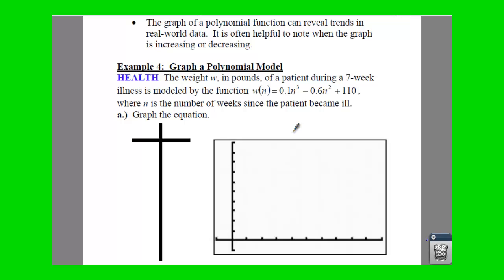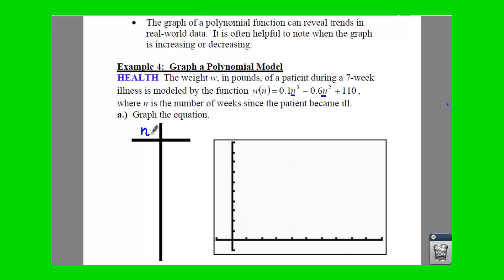So down here, for example 4, it says the weight, W, in pounds of the patient during a 7-week illness is modeled by the function W of n equals 0.1 n cubed minus 0.6 n squared plus 110, where n is your number of weeks since the patient became ill. So where in the world do our x's and y's go? Well, these n's are in the place where our x's usually are.